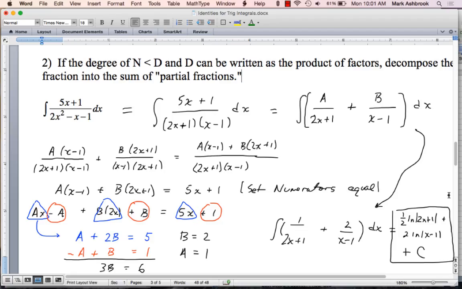Gonna erase it. Last chance. Question. Okay, so let's do another example.